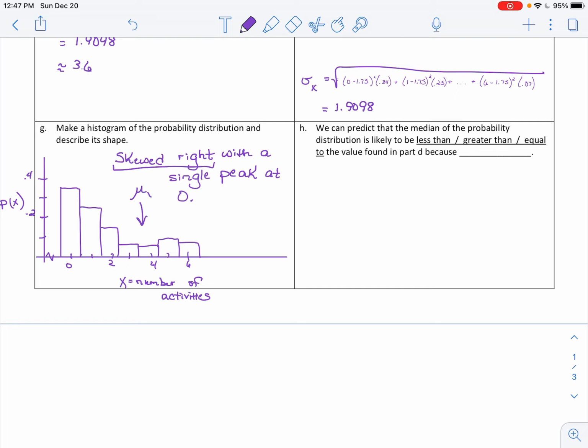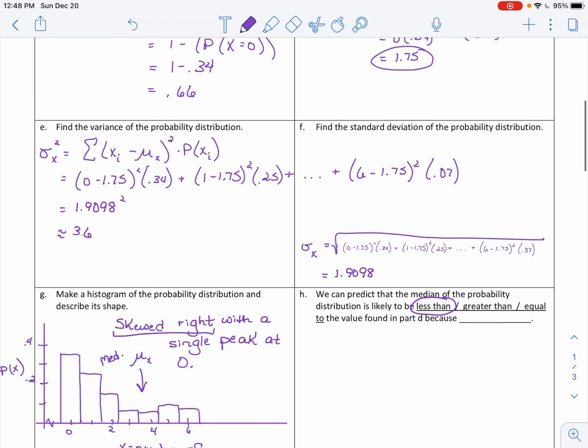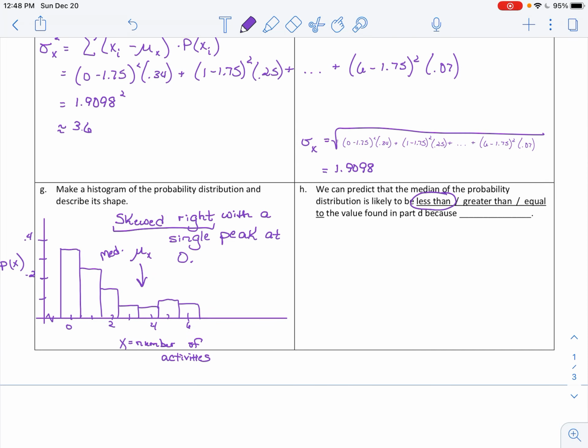So I don't want to use x bar. The mean of our random variable x will be further to the right than whatever the median of the random variable x would be. So we can predict that the median is probably smaller than the value we found in part D. So it's going to be smaller than 1.75. And that's because, like I just said, the mean falls in the direction of skewness.